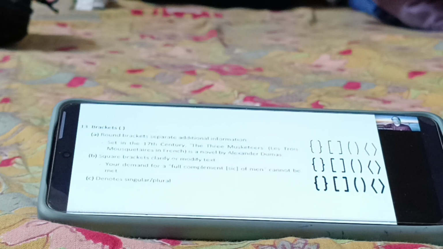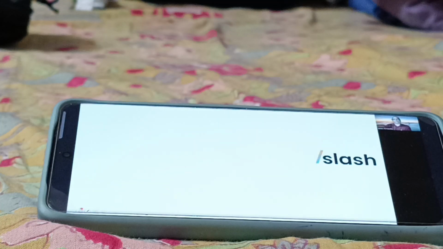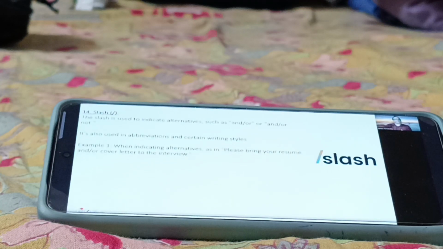When you're denoting what is singular and plural: please write the name(s) of the student(s) in the register. So brackets here, multiple names, and then slash. You have the front slash and back slash, so it depends, only when you're trying to separate things. When indicating alternatives, as in: please bring your resume and/or cover letter to the interview. In abbreviations such as C/O, meaning care of, or A/C, air conditioner. When indicating a ratio or fraction: the new car gets 40 kilometers per liter on the highway. Here, the slash.